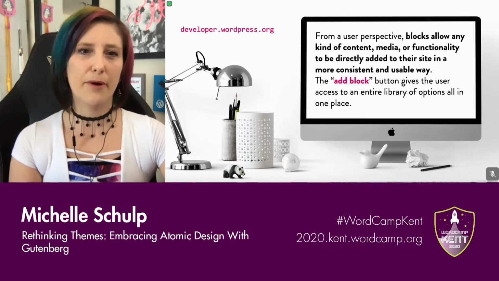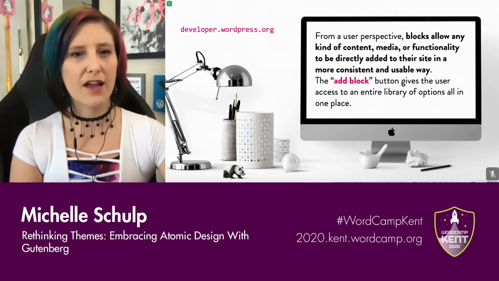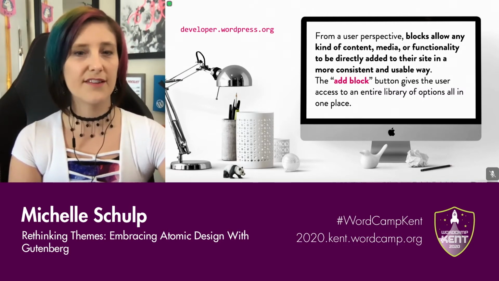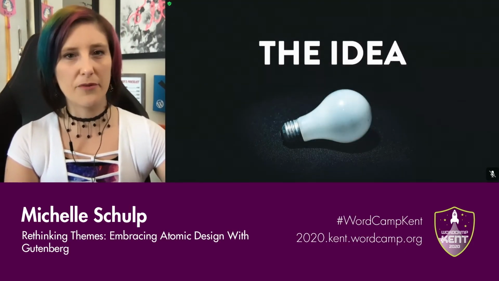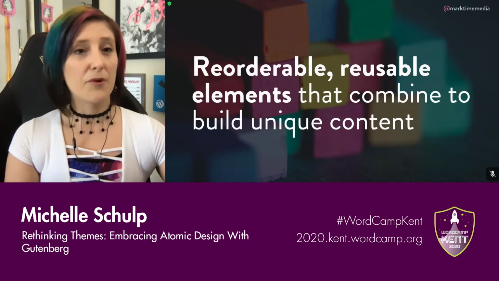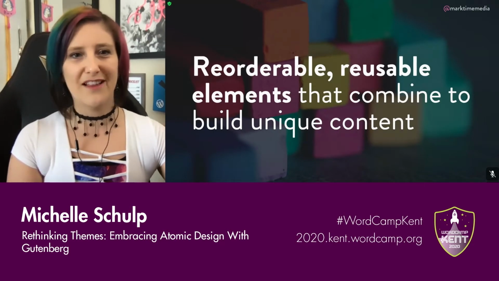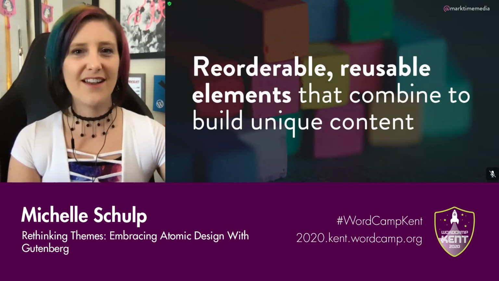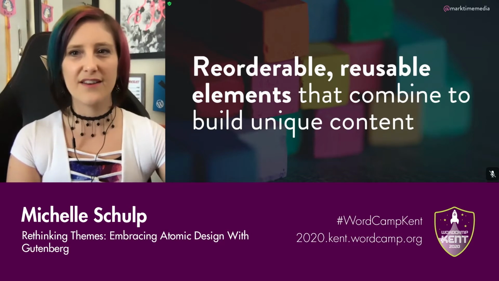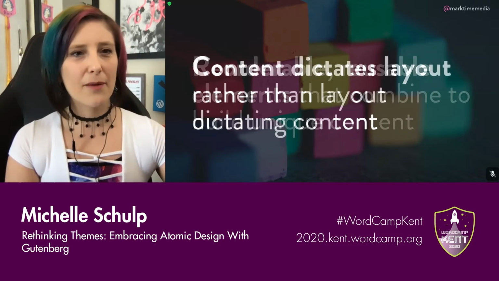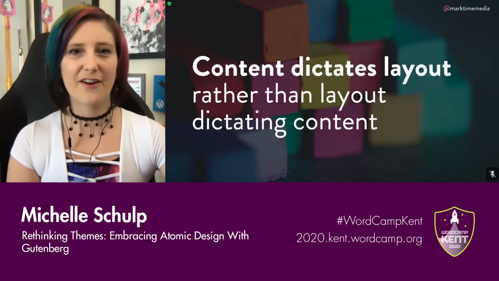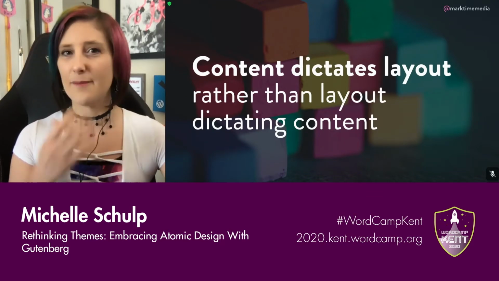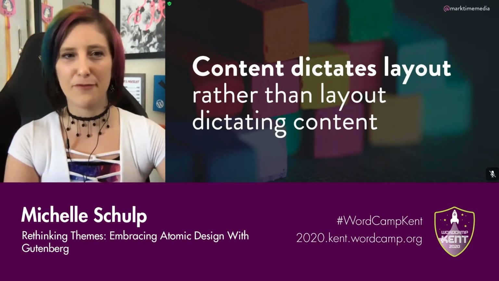The Add Block button gives the user access to an entire library of options all in one place. That sounds great. So in other words, what are we talking about when we're talking about Gutenberg? We're talking about reorderable, reusable elements that combine to build unique content. That sounds very familiar, right? We're talking about letting our content dictate our layout rather than our layout dictating our content. Doesn't that kind of ring a bell? I feel like we've heard that before.